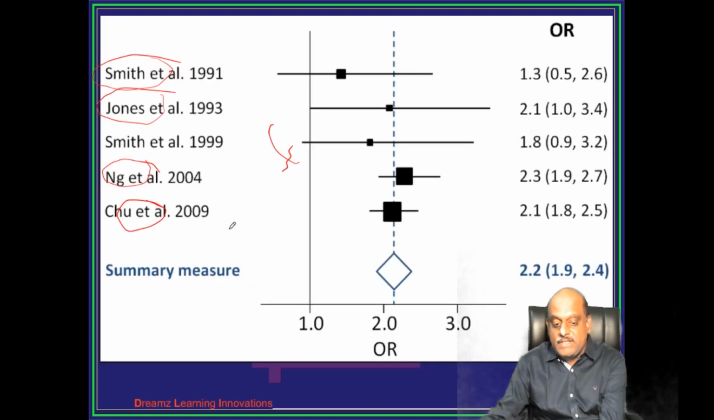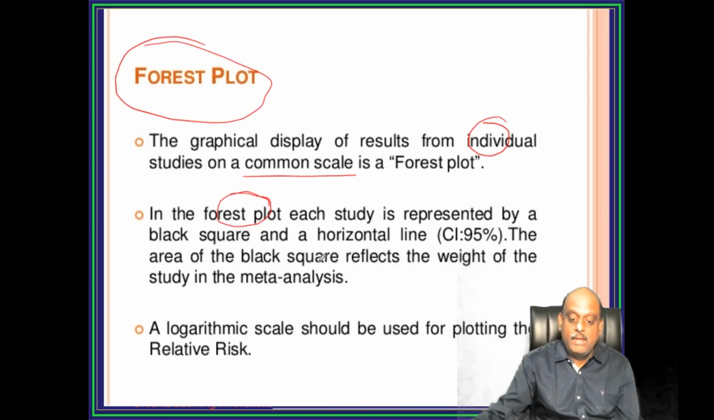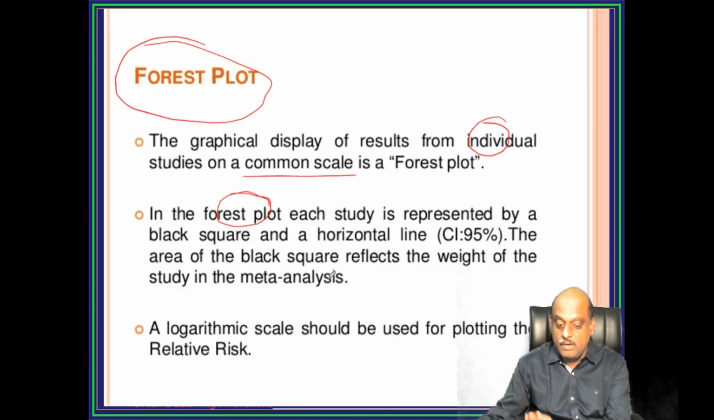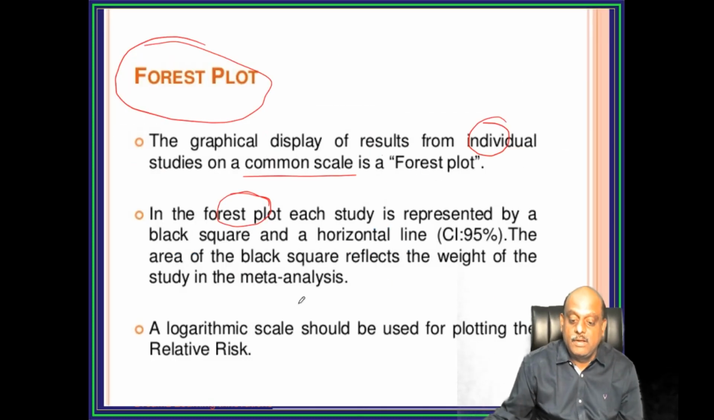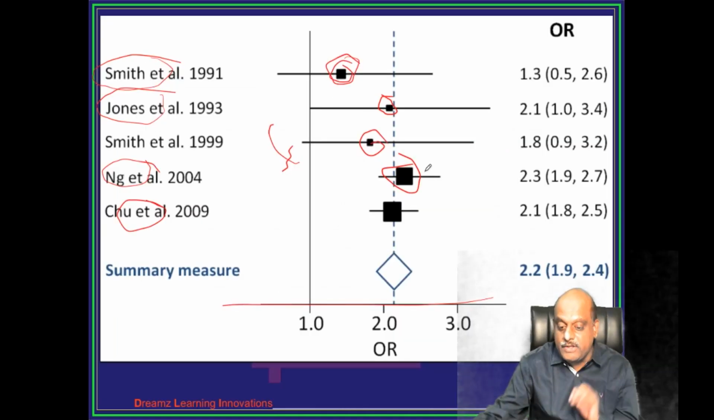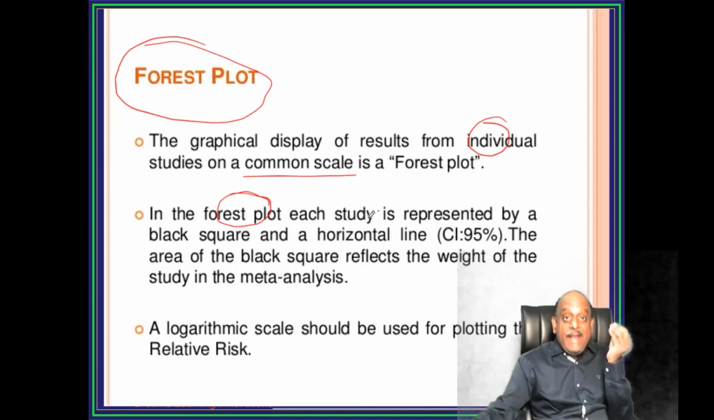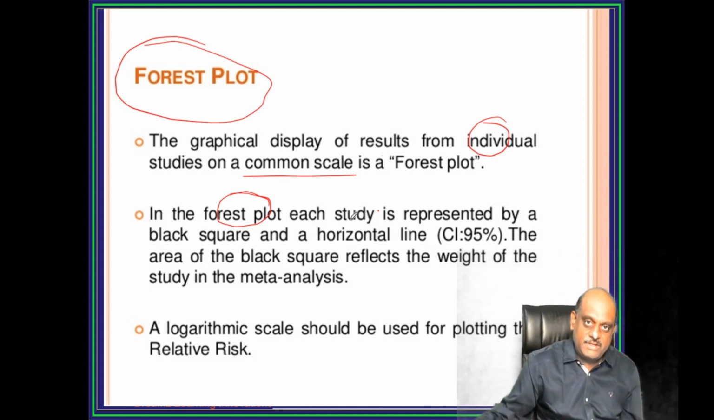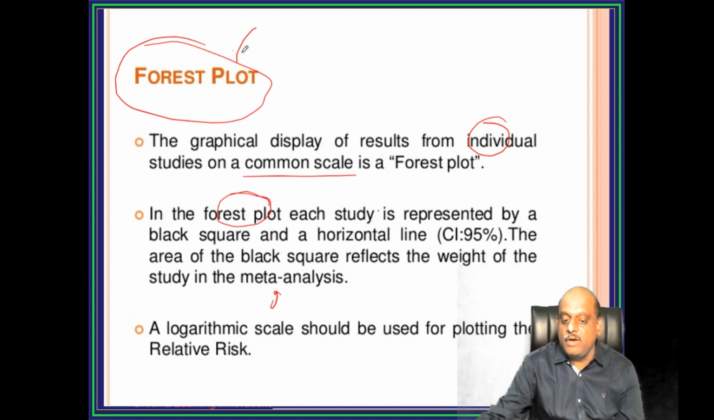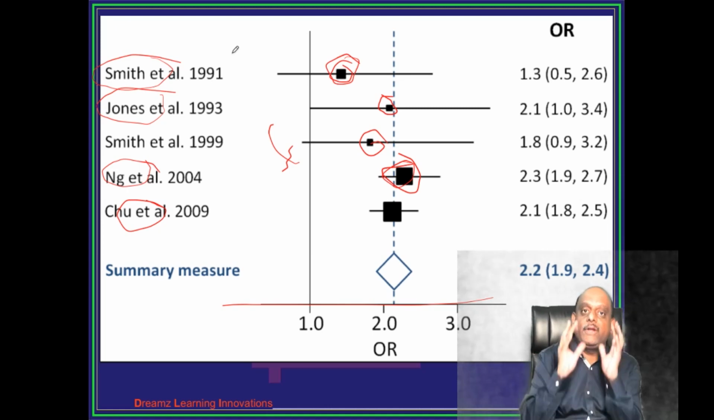So each of the studies is being represented by a black square, and there is a horizontal line, and the area, some black squares are smaller, some black squares are bigger, because that shows the weight of the study in the meta-analysis. You are doing a meta-analysis of multiple studies. So that is the story of forest plot, where multiple studies, the results have been plotted into one single graph.